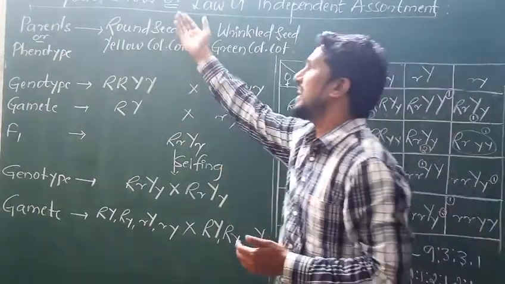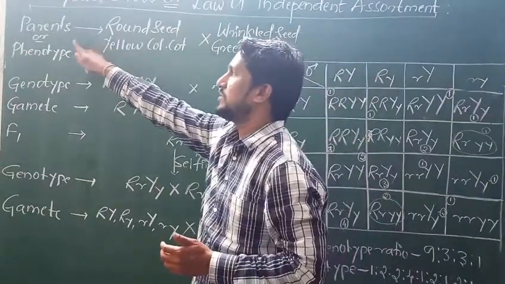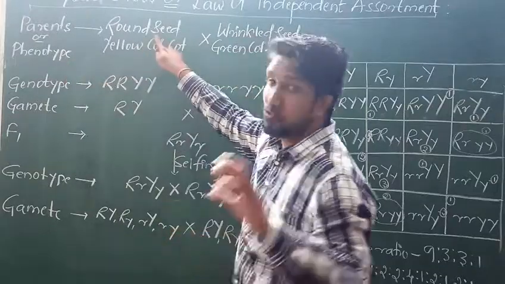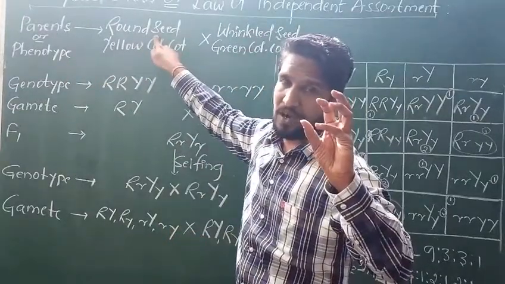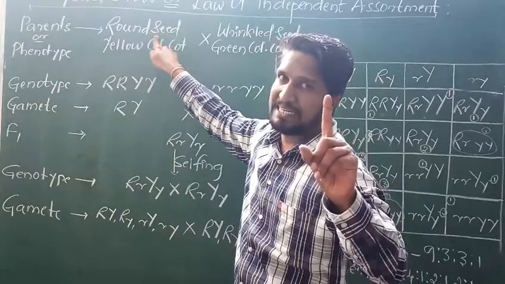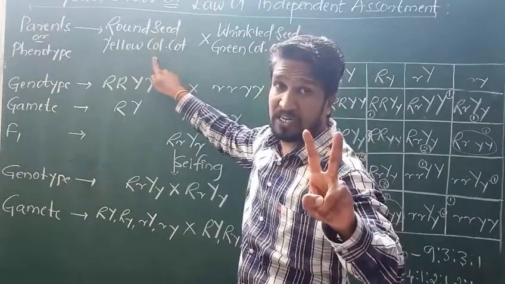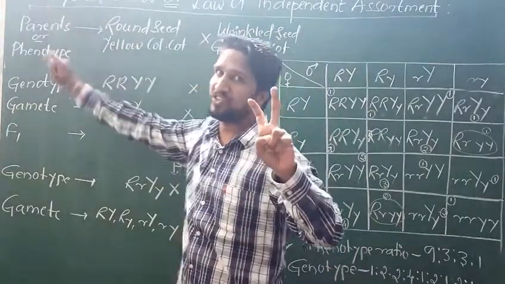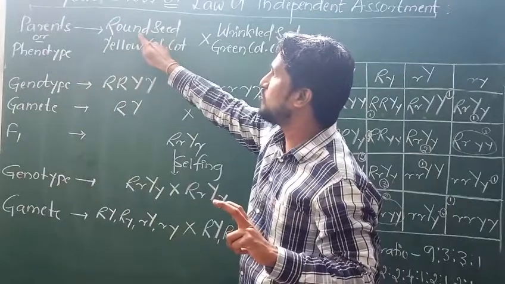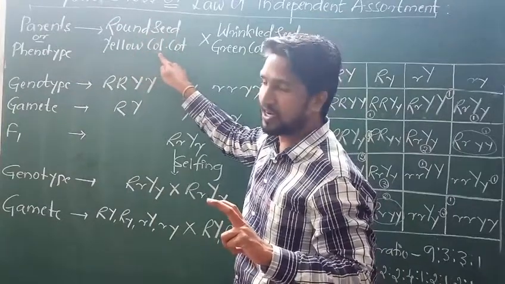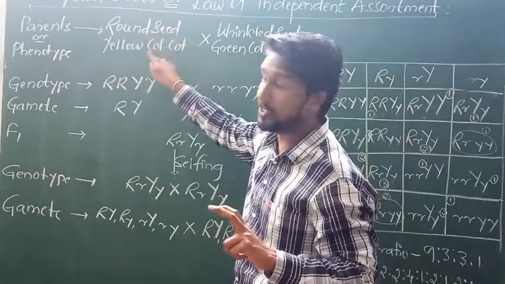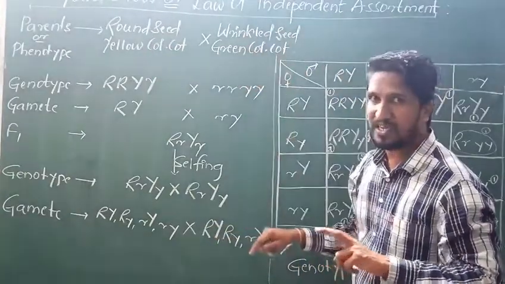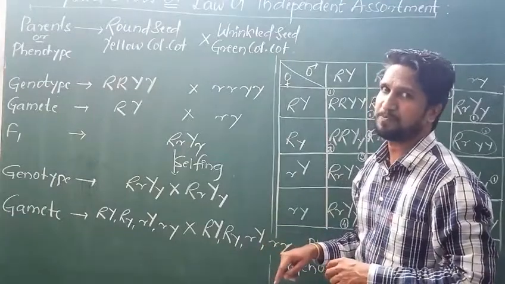Here Mendel selected appearances, which is considered the phenotype. The appearances are a round seed, which is one character, and yellow color cotyledon, which is the second character. So we consider it a dihybrid. Two characters were there: round seed and yellow color cotyledon, in a homozygous condition, and wrinkled seed with green color cotyledon in the other homozygous condition.